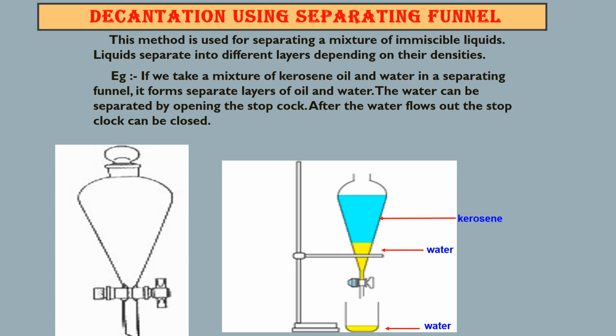So this is a method used for separating a mixture of immiscible liquids. That is the criteria. Liquids must be immiscible, they should not mix with each other. Kerosene and water do not mix with each other, and their positioning depends on their density.